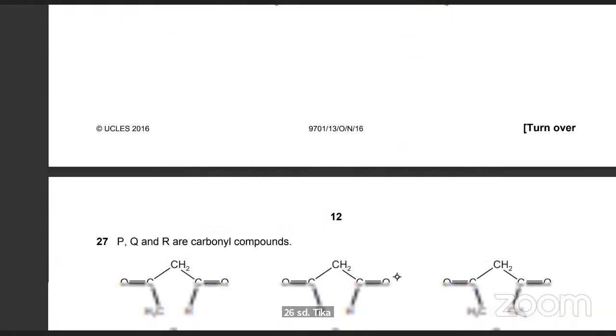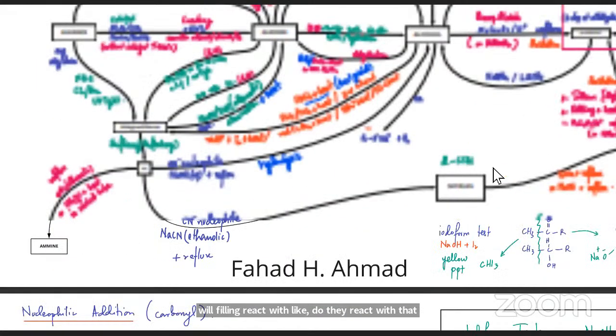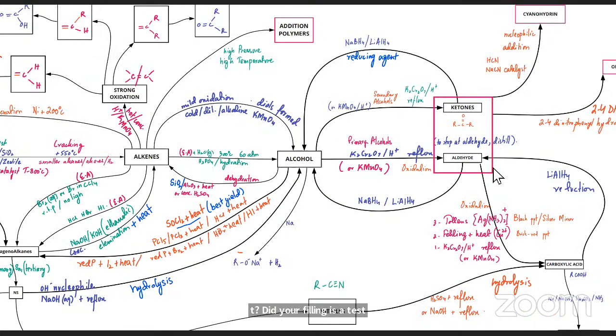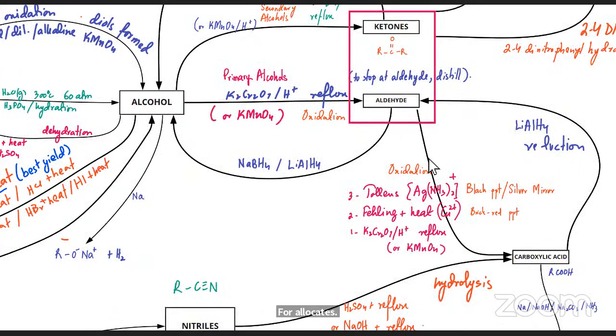Now after that, you've got P, Q, and R are carbonyl compounds. All of them are carbonyl. They look slightly different. Fehling's solution can be used to help identify these compounds. Which substance will Fehling's react with? Okay, Fehling's is a test for aldehydes. Ketones don't get oxidized. Aldehydes do get oxidized to carboxylic acid. They can be oxidized with Fehling's, and that's a brick red precipitate.